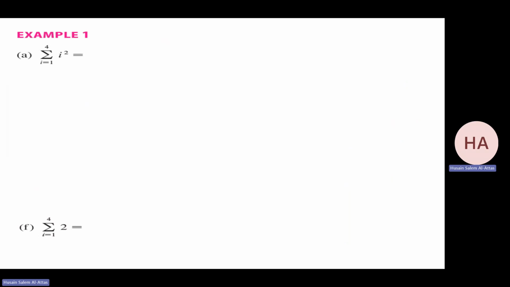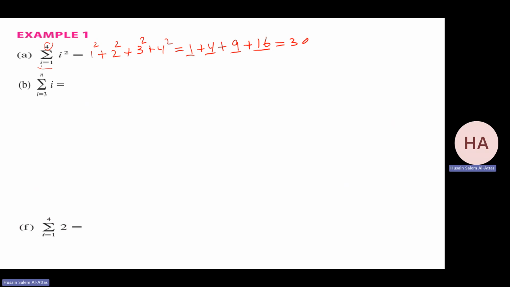Any easy examples? For example, summation of i squared. It means what? I will put i equal 1, that will be 1 squared. Then the next one, i will be 2, so plus 2 squared. Next one will be i equal 3, that will be 3 squared. Next one, i equal 4, which is the last one, plus 4 squared. And then sum them: 1 plus 4 plus 9 plus 16. That will be 30.